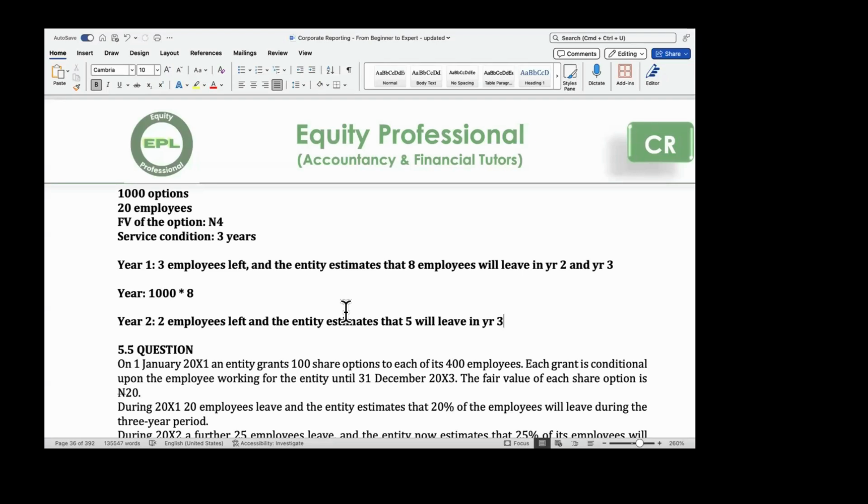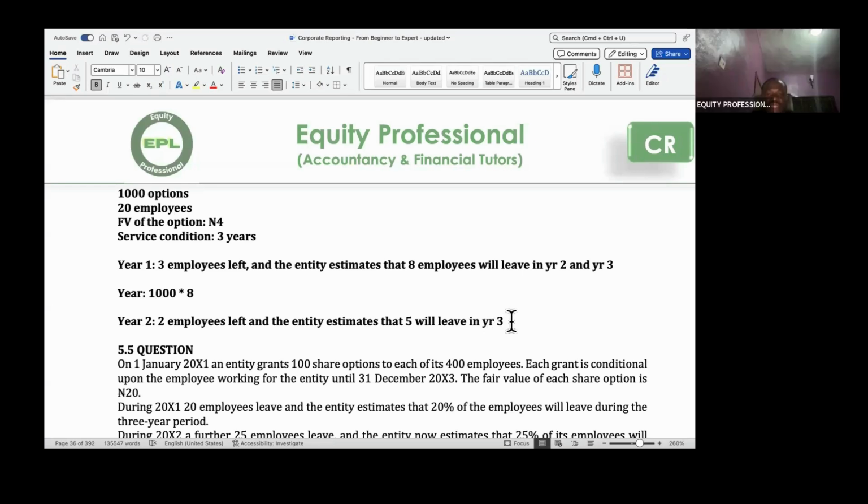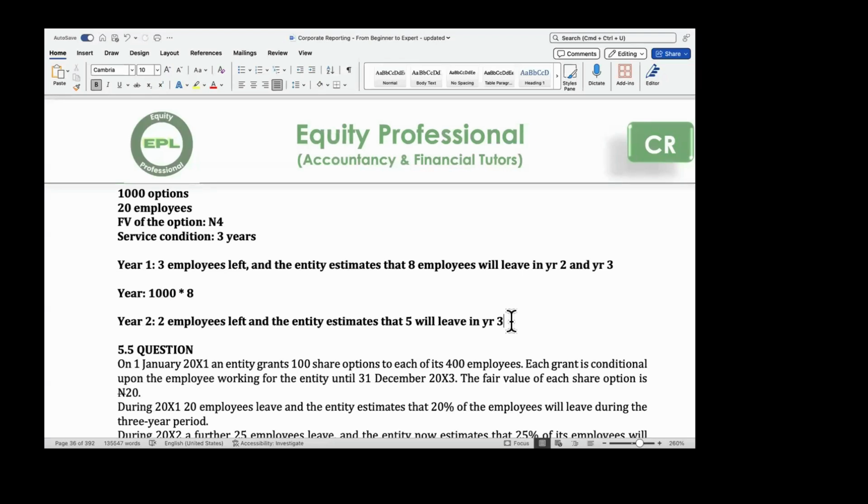That's 13. Abi? Okay, you're going for 13 will vest in year 2. I can see why you're going for 13, but you're missing out 1 year. It's not 13. It's actually 10. But this is for year 2 now.